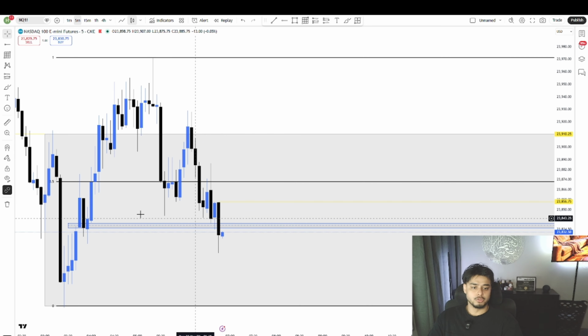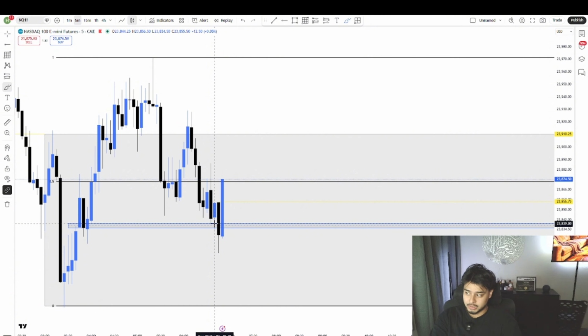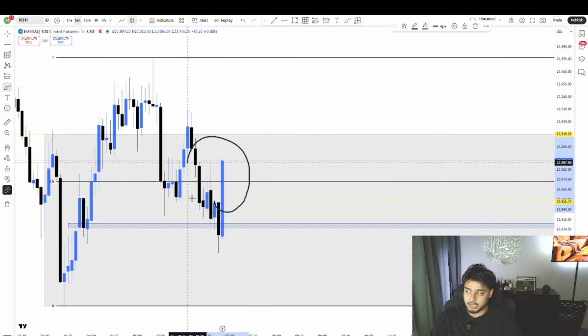Okay, so I know a lot of you guys will be panicking right now. The reason why is because the body did close below this fair value gap, which indicates that the fair value gap is not active anymore. But the thing is, this right over here is pure manipulation. You see, when the body closes below, but then it comes right back up.